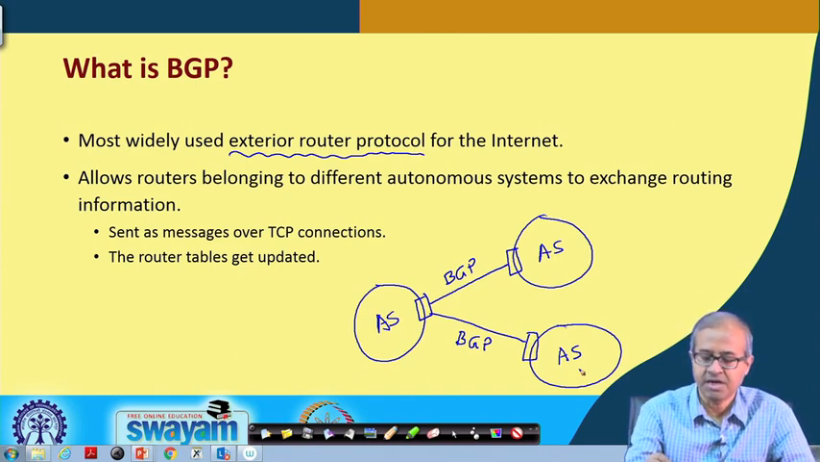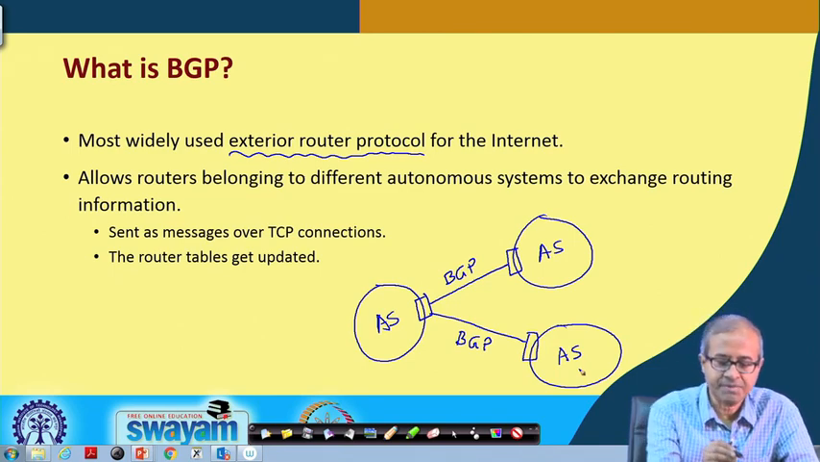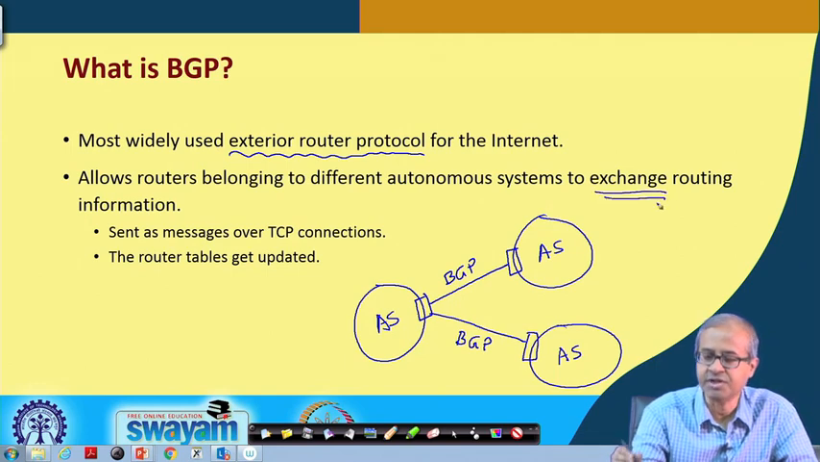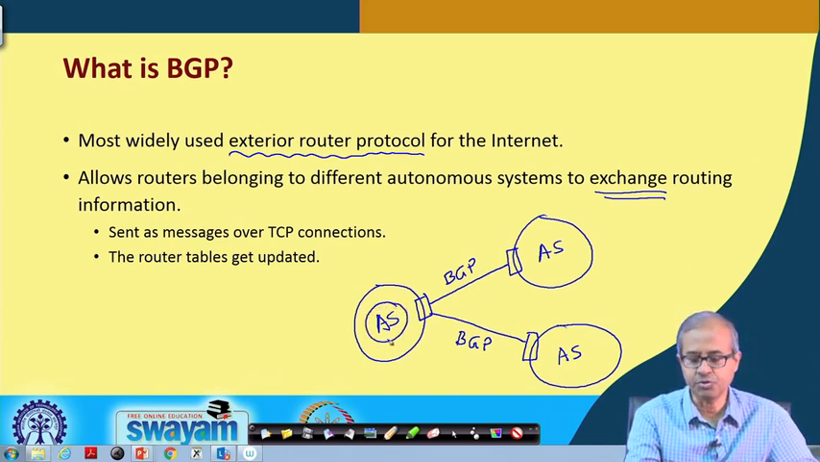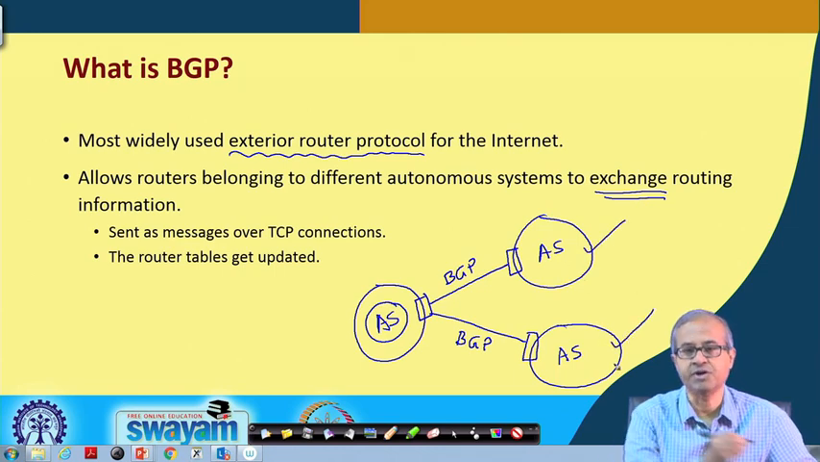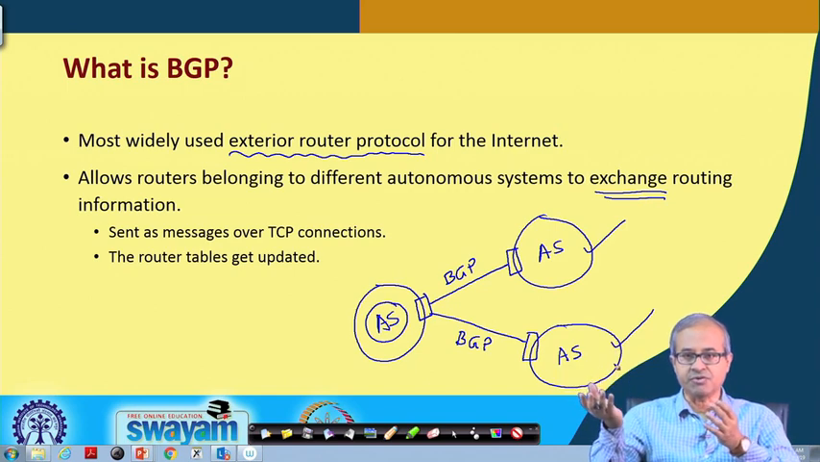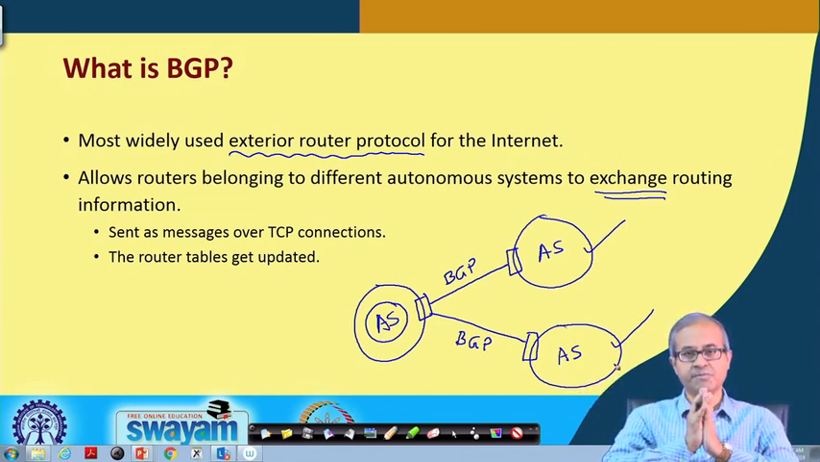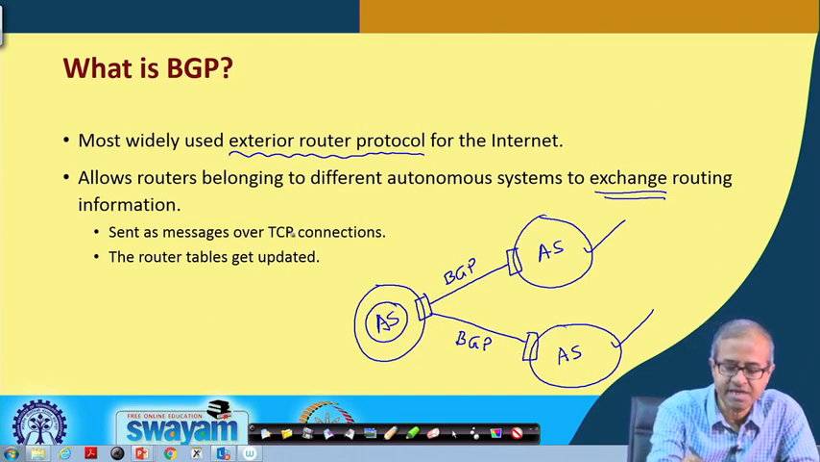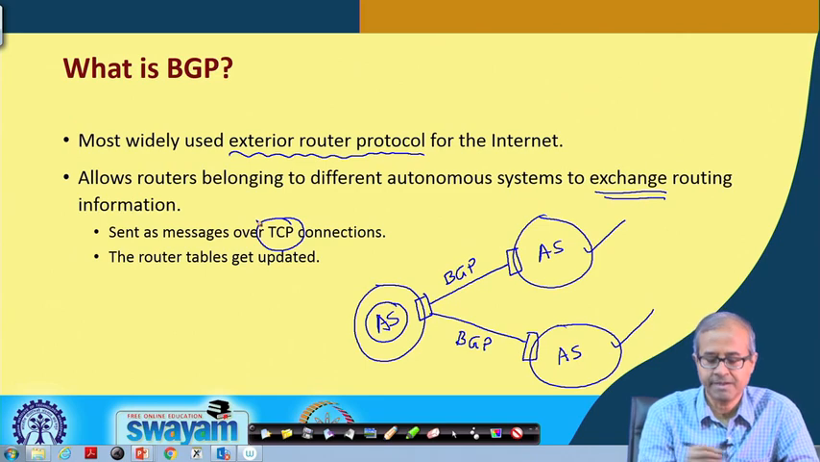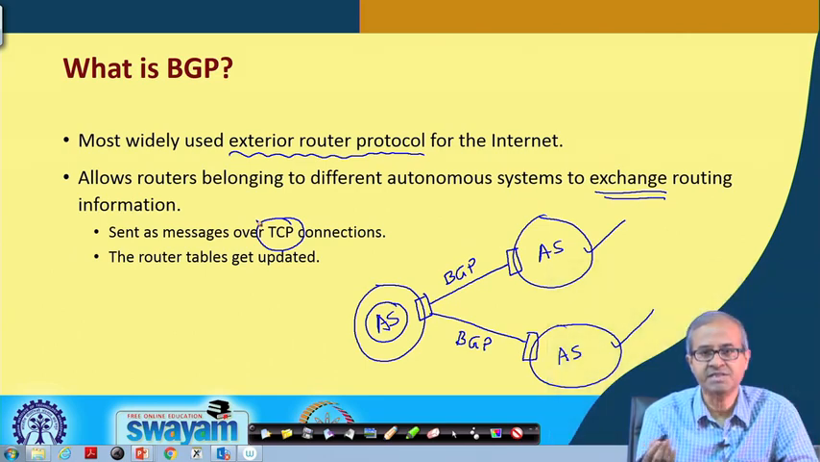Now, what is the role of BGP? BGP allows these routers to exchange routing information. For example, the router sitting in this particular autonomous system does not know the network status of the other two autonomous systems. Once the other router sends some information to this router, we will have information about how the network situation is there, what the available routes are and so on, so that the local routing tables can be updated accordingly. All these BGP messages are sent over TCP connections, and based on that, the routing tables of the routers get updated.